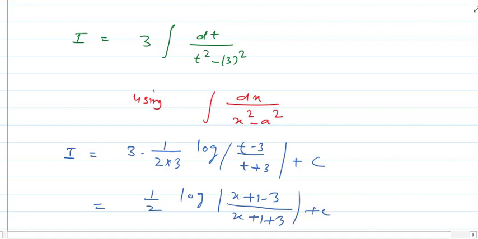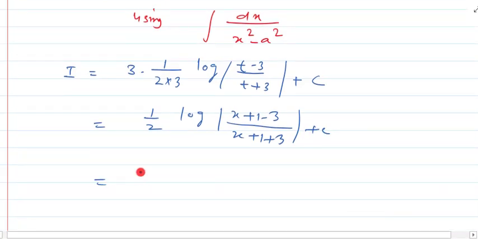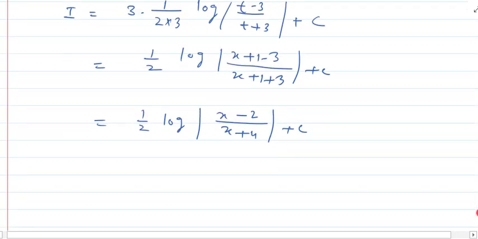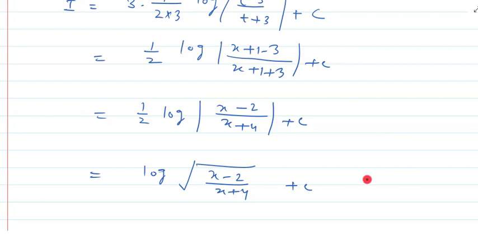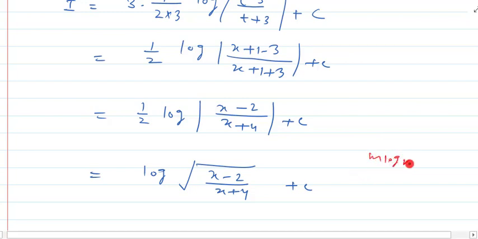So ultimately the result that you are getting is 1 upon 2 log of x minus 2 upon x plus 4. Okay, sometimes the result may be given like this: log square root of x minus 2 upon x plus 4 plus c. Why is this so? Because using the result m log n can be written as log n power m. So using this result, you may also write the result at the end like this.